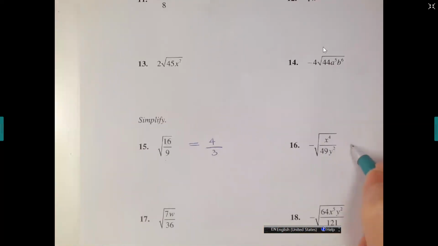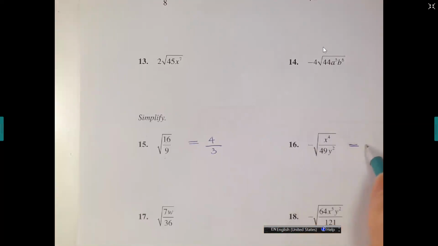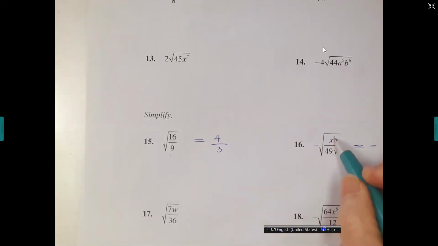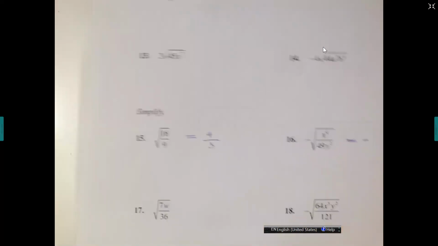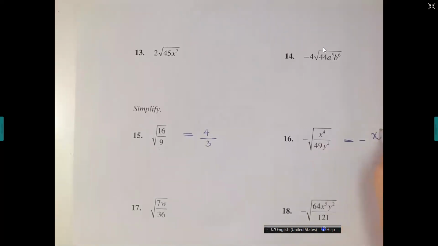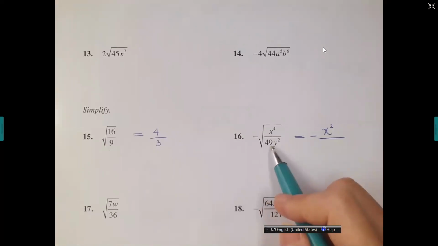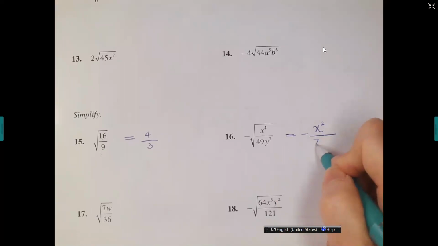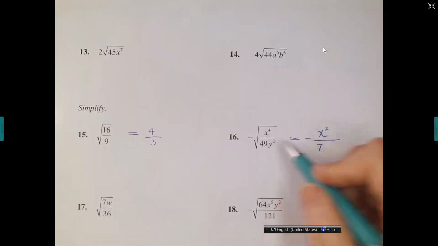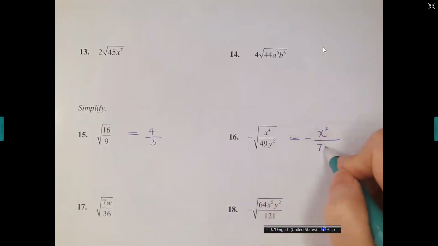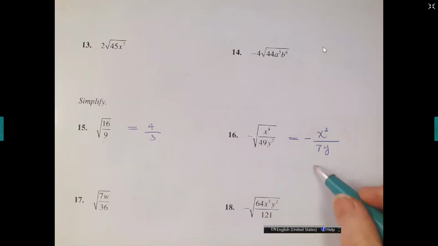Okay, and let's see this one here. This negative sign always stays. X to the fourth, can we move x to the fourth out? The answer is yes, it will turn into x squared. It is on the top, it's still on the top. We draw the bar here. Then look at the bottom, 49, we can move this out, it turns into 7. And y squared, we move this out of the radical symbol, it turns into y. Okay, that is the final answer.